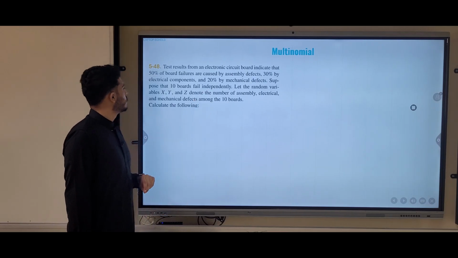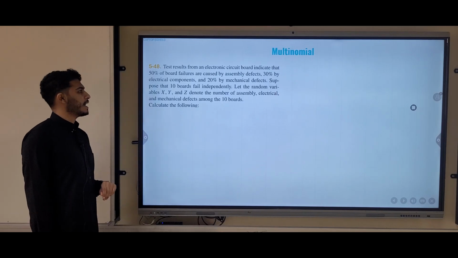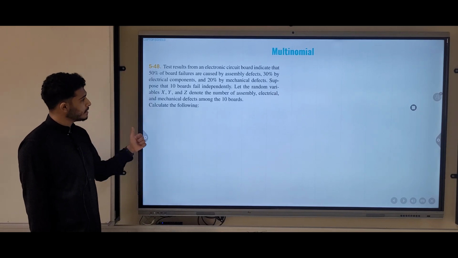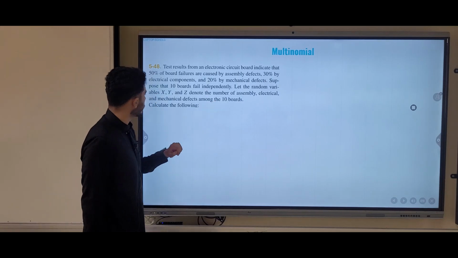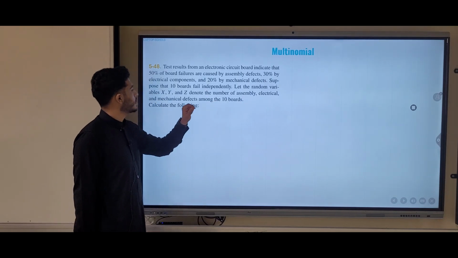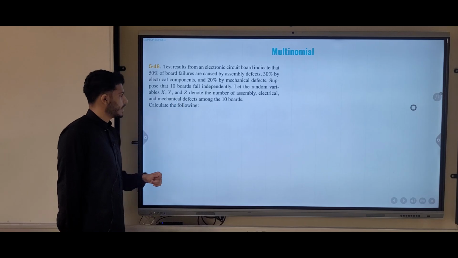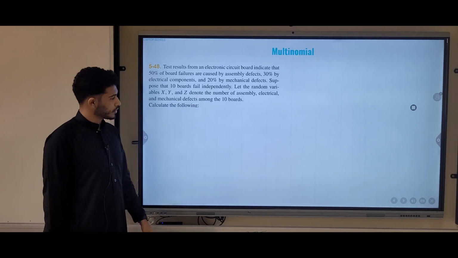Let the random variables capital X, capital Y, and capital Z denote the number of assembly failures, electrical failures, and mechanical failures among 10 boards. So capital X is the assembly failure, capital Y is the electrical failure, and capital Z is the mechanical failure among 10 boards. Very good.